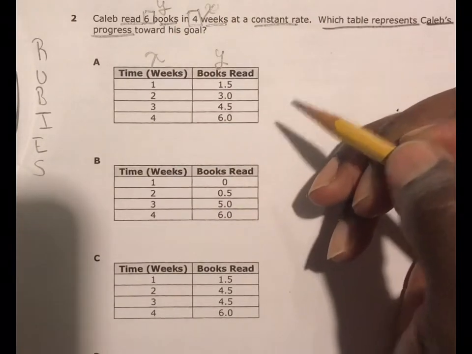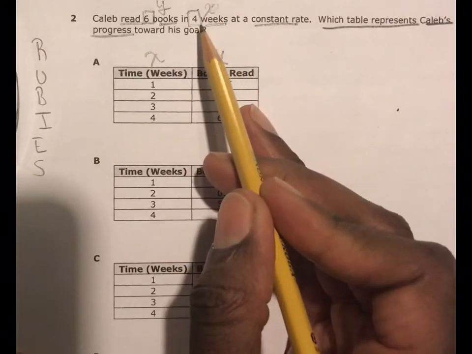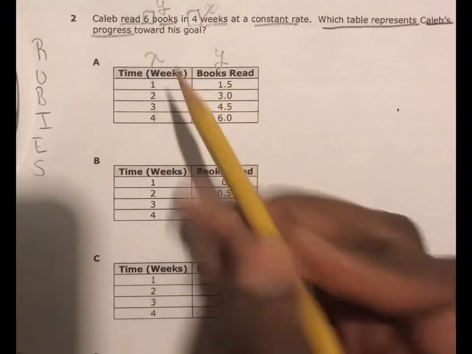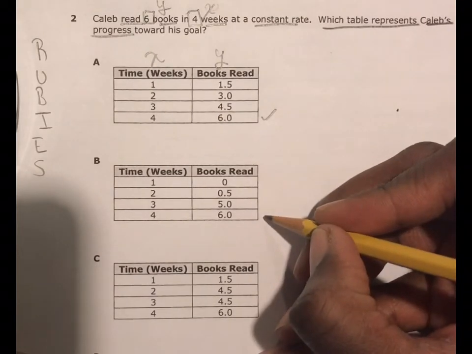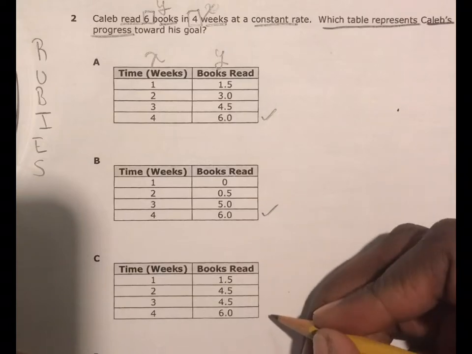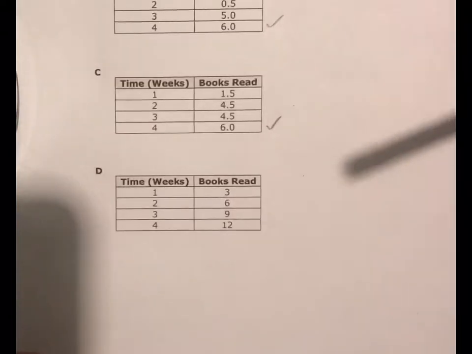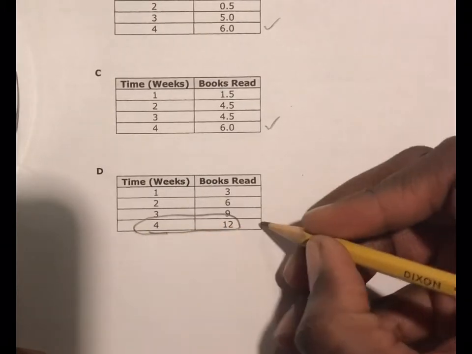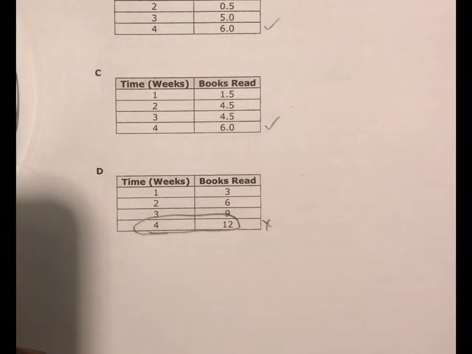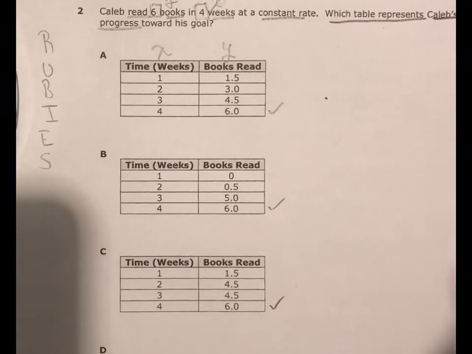So now what we want to know is where are we going to have an X of 4 and a Y of 6? Well, we look here, and that's correct. We look at B, yep, that works. Look at C, yep, that works. And finally, let's take a look at D. Nope. 4 weeks, he's read 12 books. While that is really fast, unfortunately, that is not where Caleb is. So let's go ahead and look at these other options.